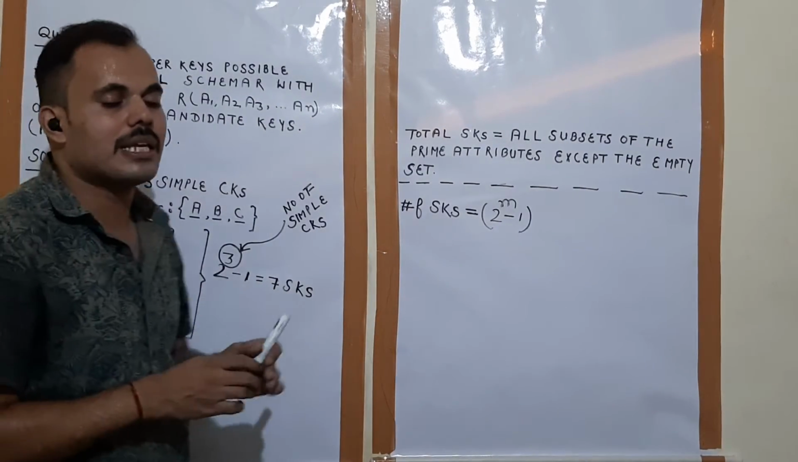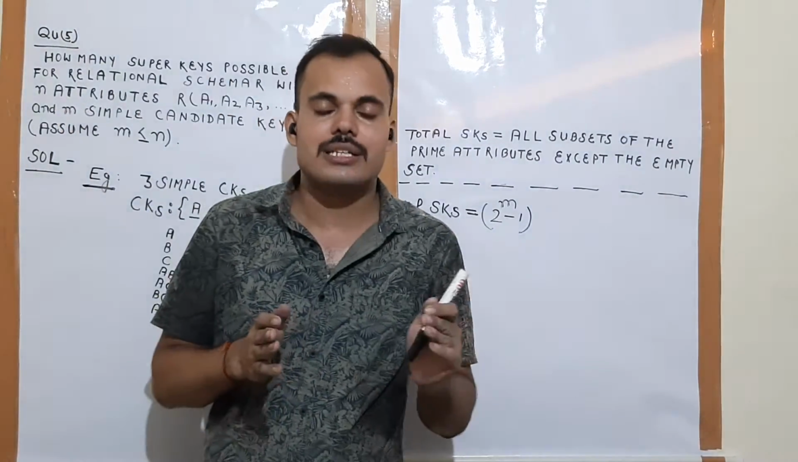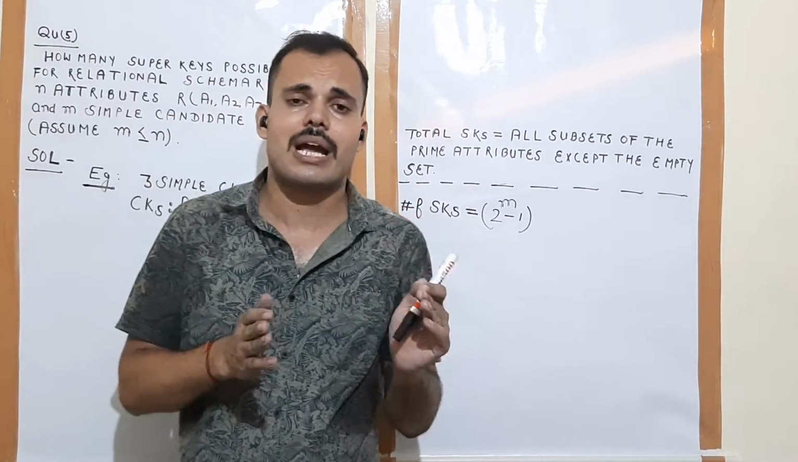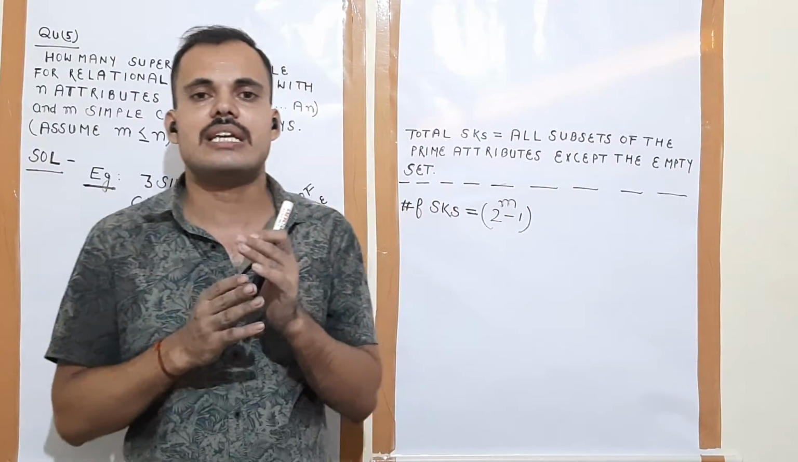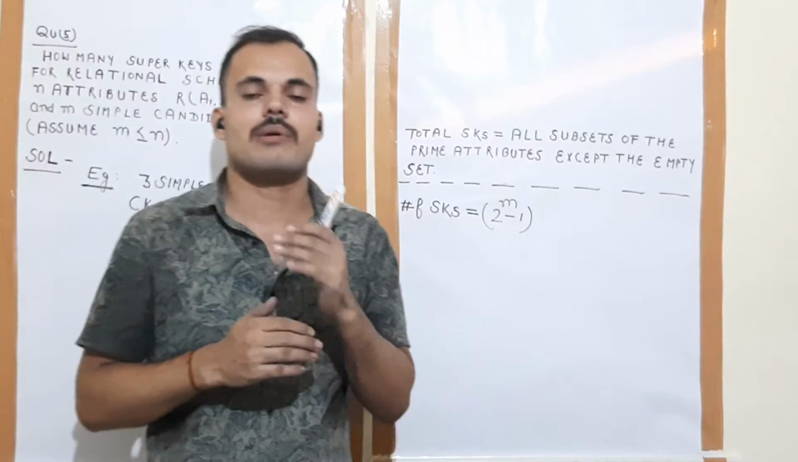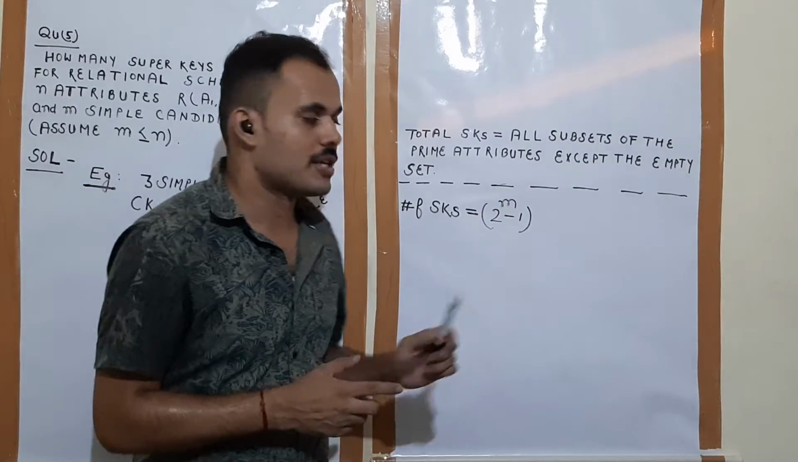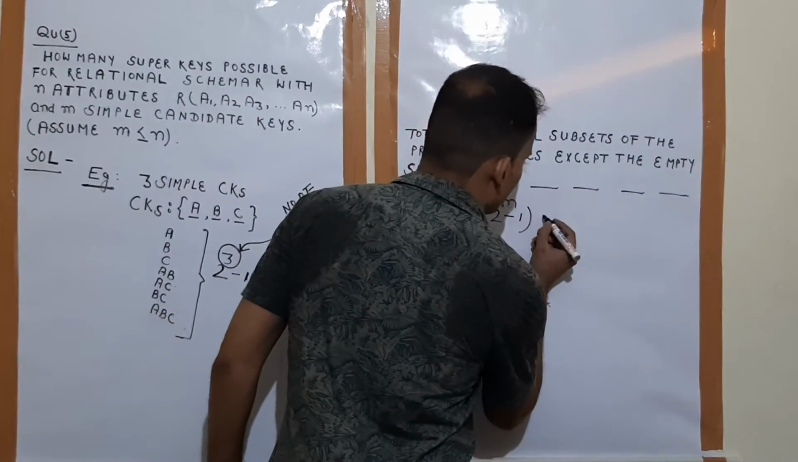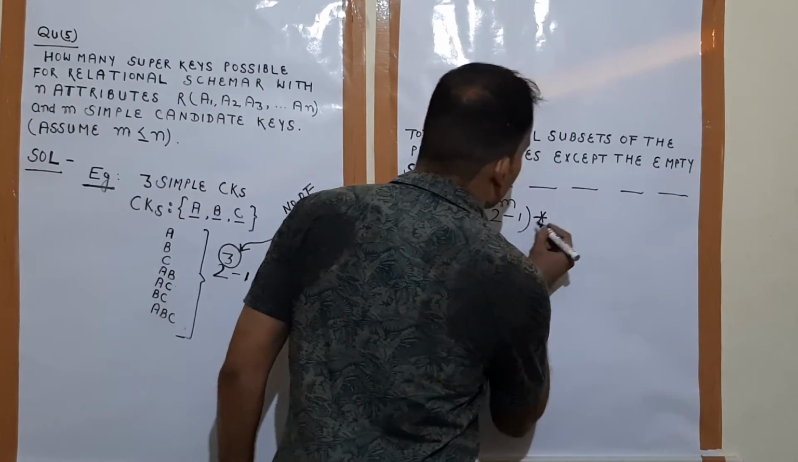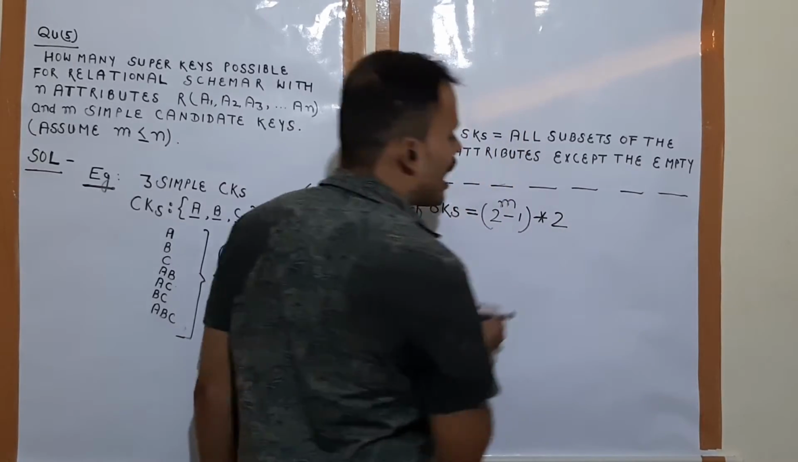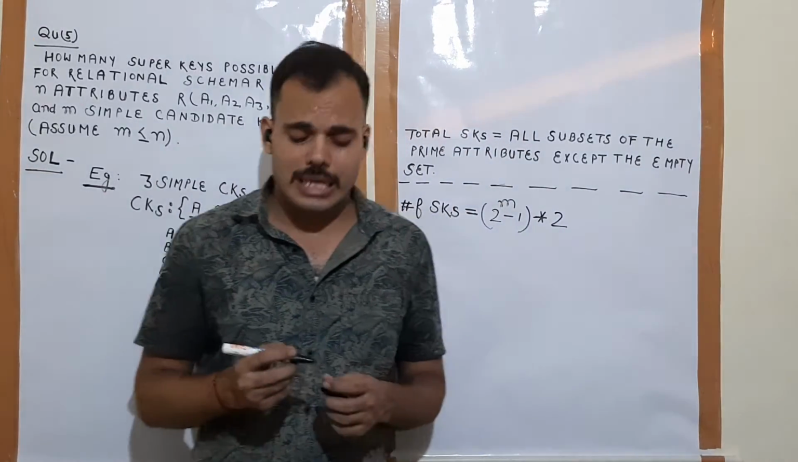And if there are m candidate keys and all m candidate keys are simple candidate keys, then the number of super keys among prime attributes of the relation R is 2 to the power m minus 1, into 2 to the power number of non-prime attributes of the relation R.